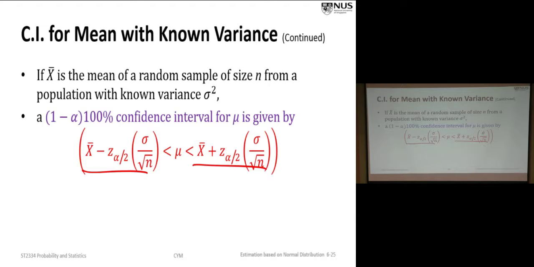When the underlying distribution is normal, or if it's not normal, the sample size is big enough. But we assume that we know sigma. Sigma is known. So we apply this formula. All right?